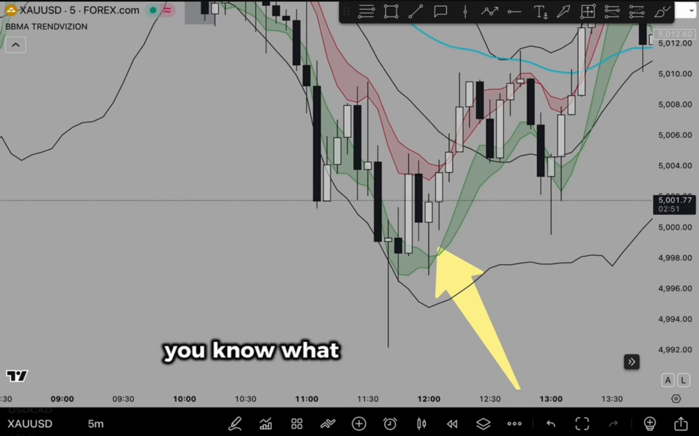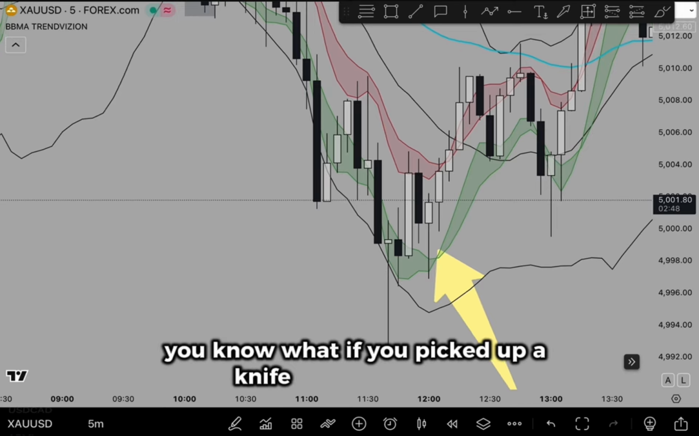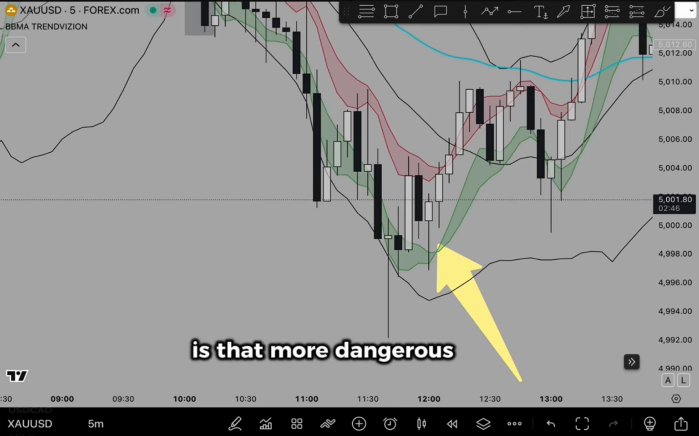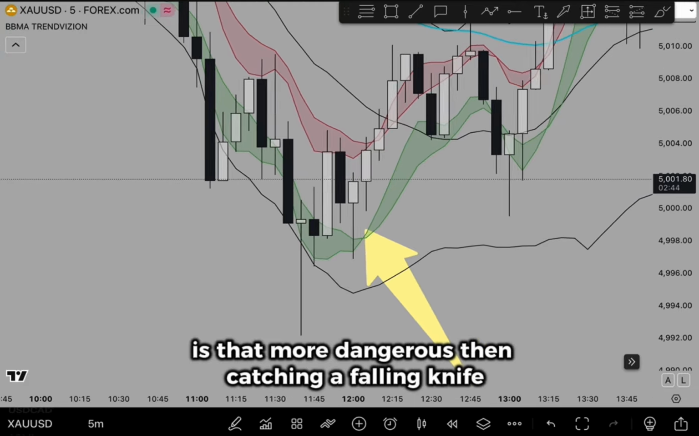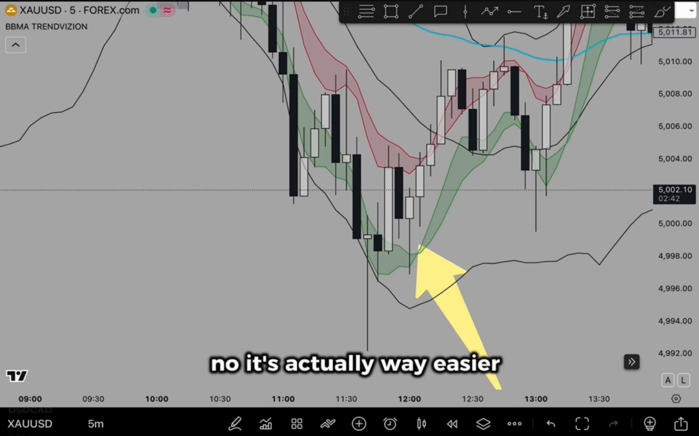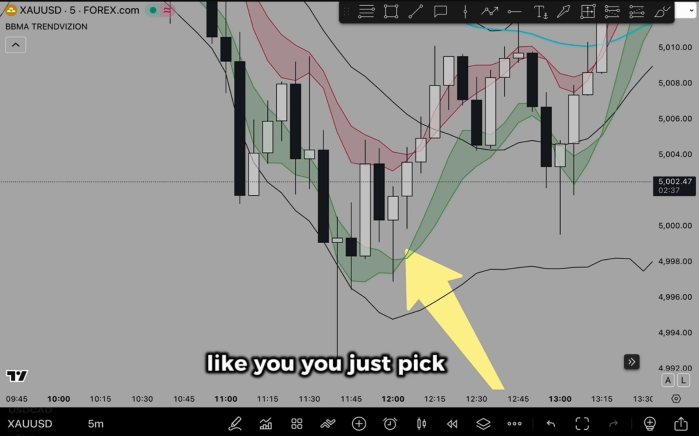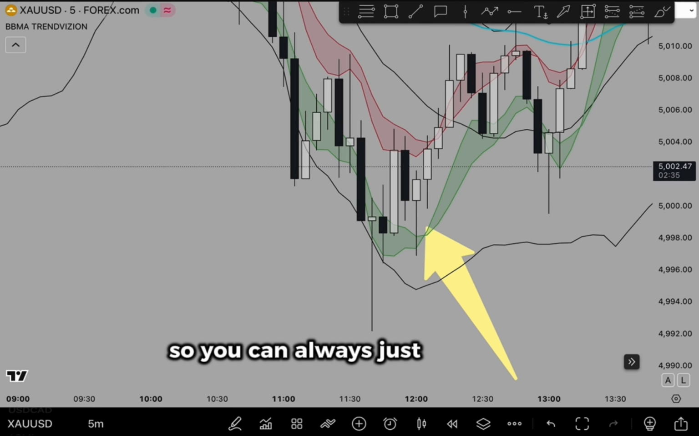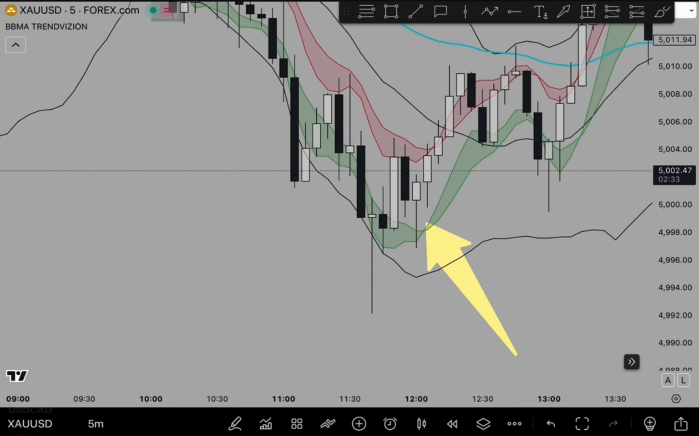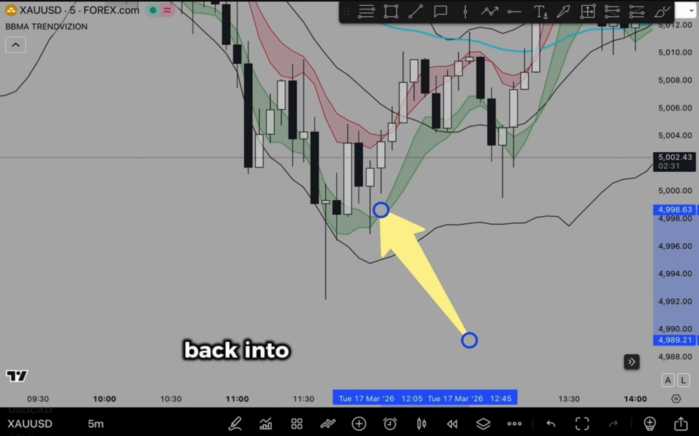If I told you, what if you picked up a knife from the ground? Is that more dangerous than catching a falling knife? No, it's actually way easier because the knife is already lying down. You just pick it up. So you can always see it like that too. But yeah, back to the trade.